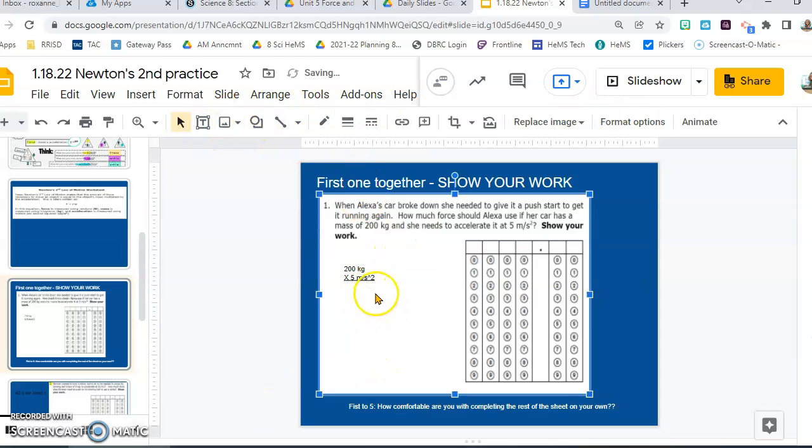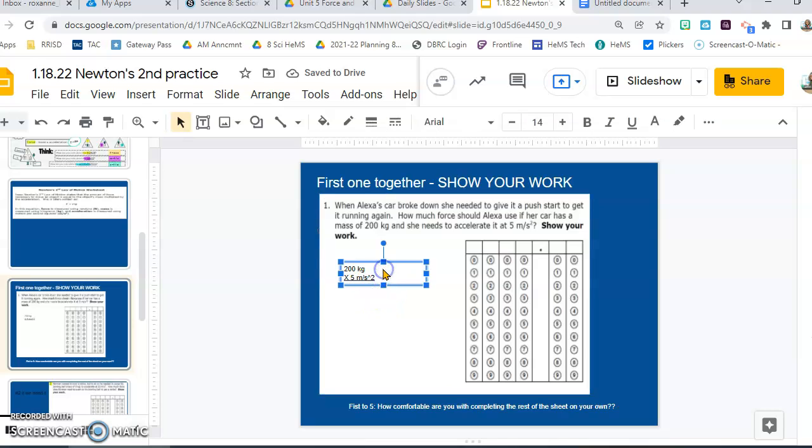When I multiply 200 by 5, I get 1,000 newtons, capital N.